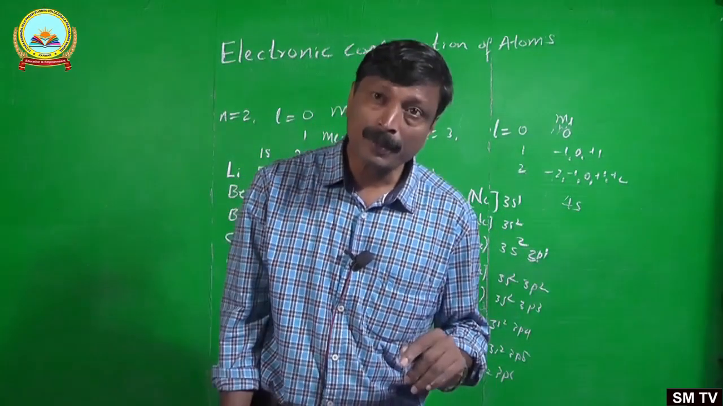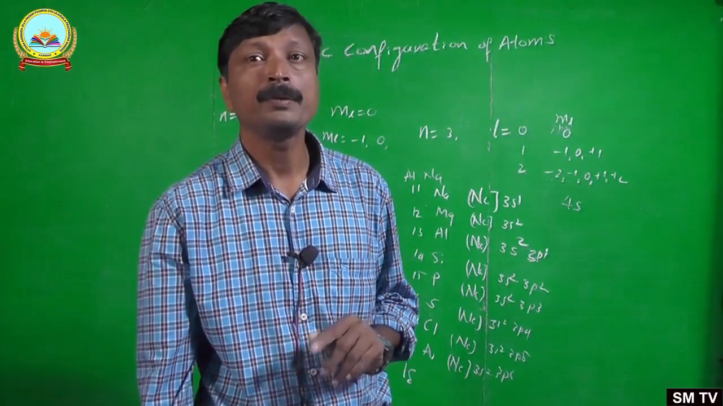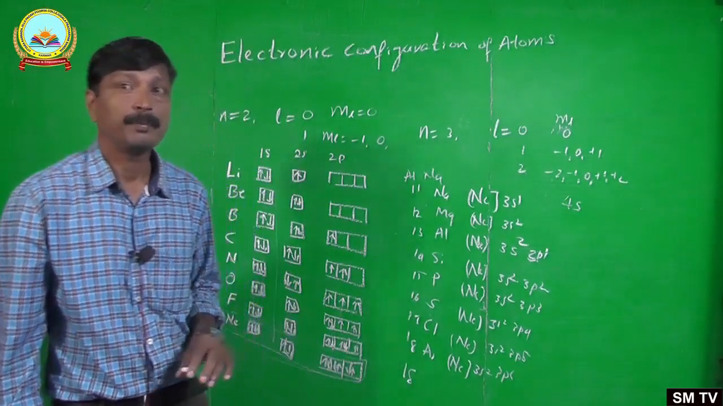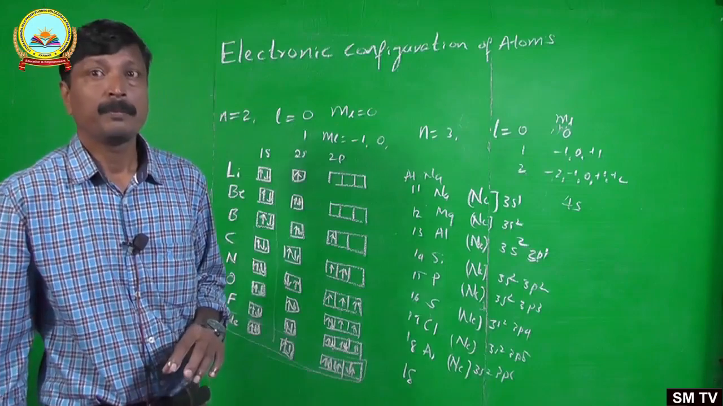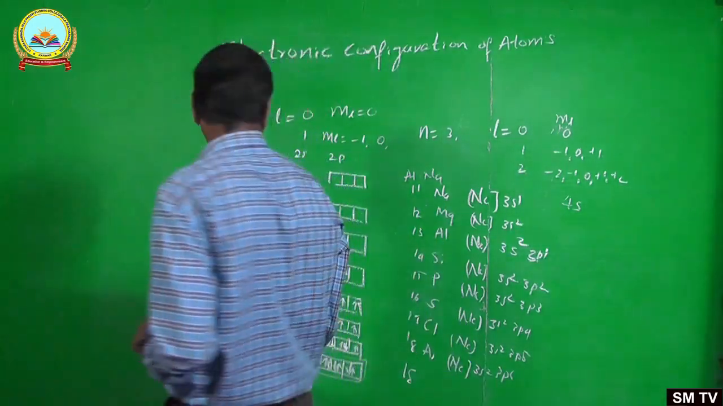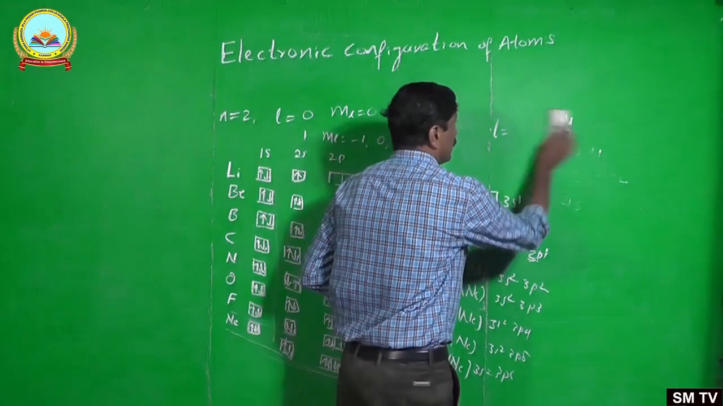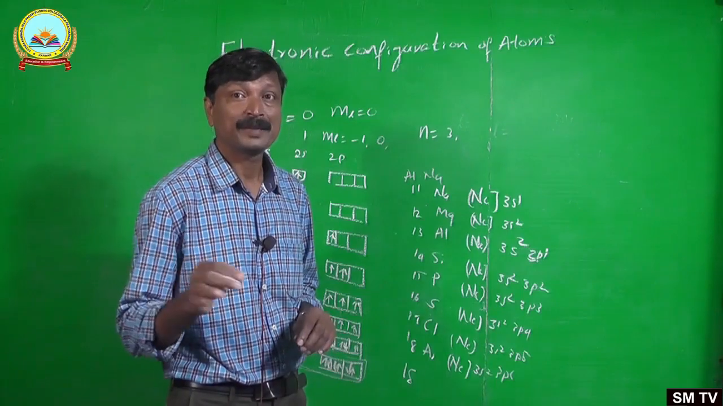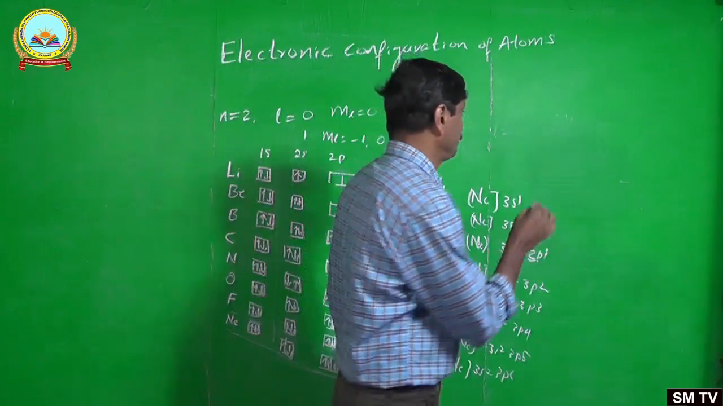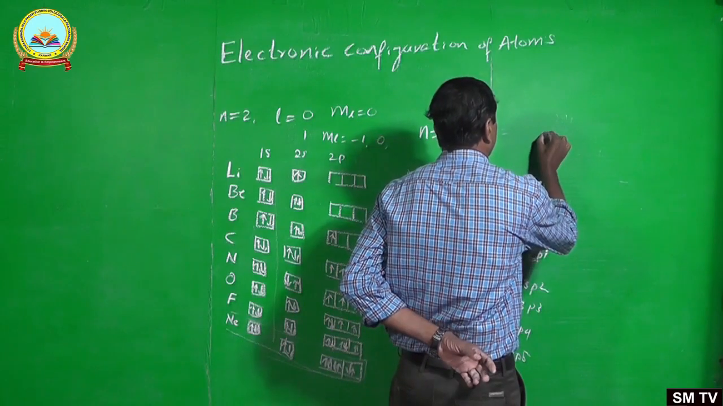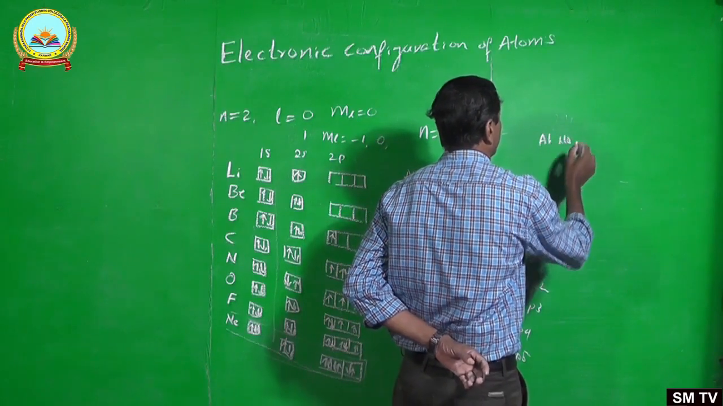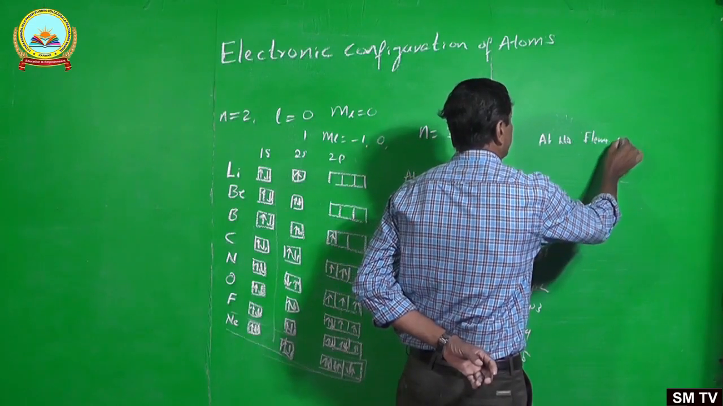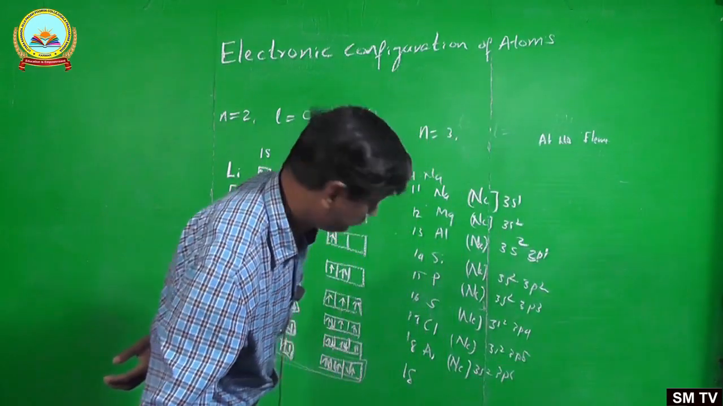That means you have written the electronic configuration up to atomic number 18. Now, atomic number 19 and atomic number 20 are potassium and calcium. Atomic number 19 means potassium. Atomic number 20 means calcium. So here the atomic number and element and its electronic configuration, I will write this side.